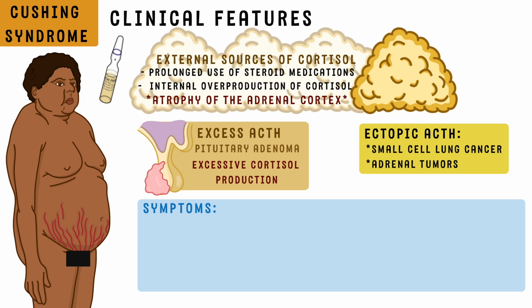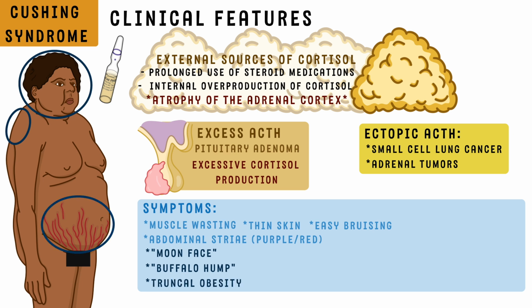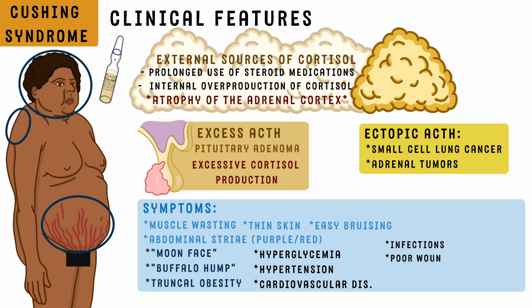Symptoms of Cushing syndrome reflect the widespread effects of excess cortisol. Patients may present with muscle wasting, thin skin, easy bruising, and abdominal striae, purple or red. Fat redistribution results in a characteristic moon face, a buffalo hump on the upper back, and truncal obesity. Other symptoms include hyperglycemia, hypertension, increased risk of cardiovascular disease, increased susceptibility to infections, poor wound healing, amenorrhea, and psychiatric disturbances.